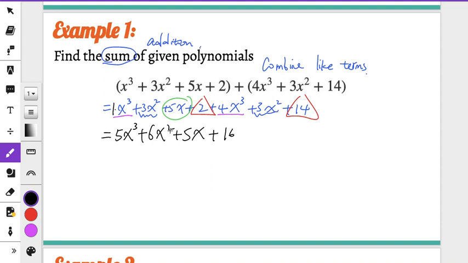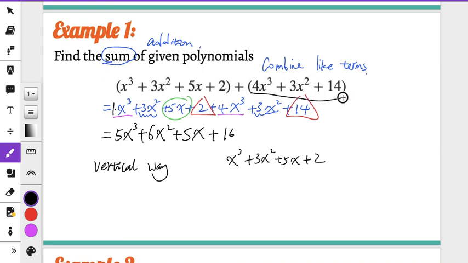Before we move on, there's another way I want to demonstrate to you, but you can definitely choose whatever way you like. Another one is to write them in the vertical way. What does that mean? I'm going to write the first one here. The second expression, I'm going to write vertically, but line up based on their exponent. So 4x to the third, then 3x squared. But there is nothing to line up with 5x, so I'm going to leave a blank here, and then 14.